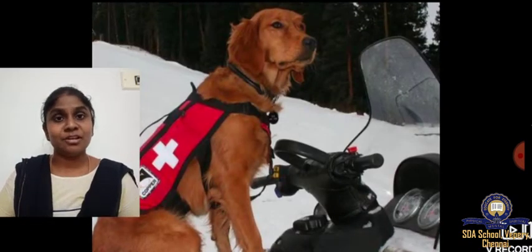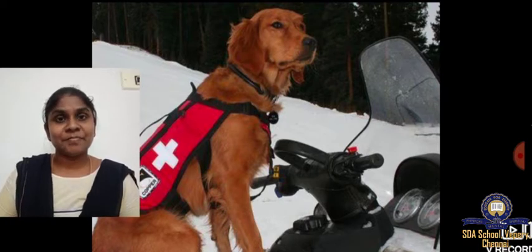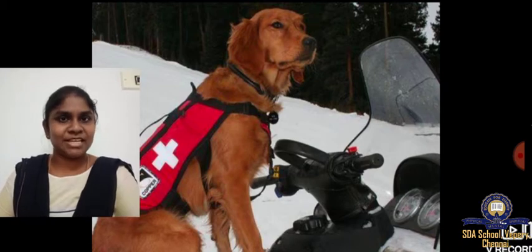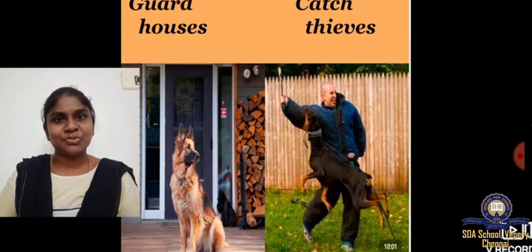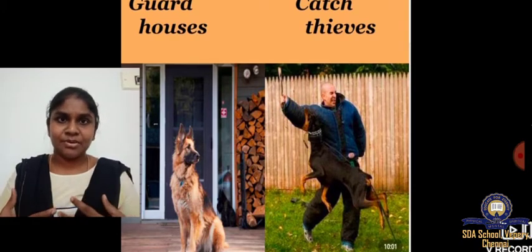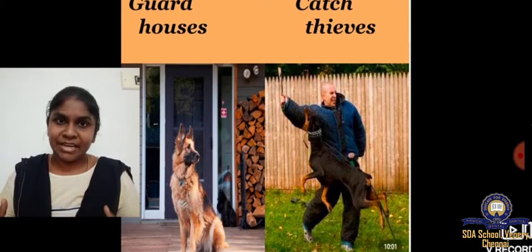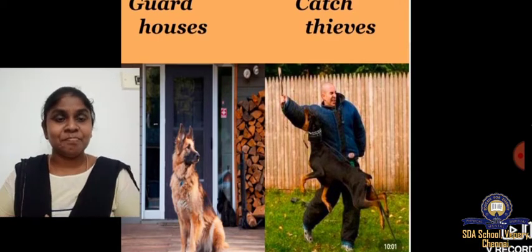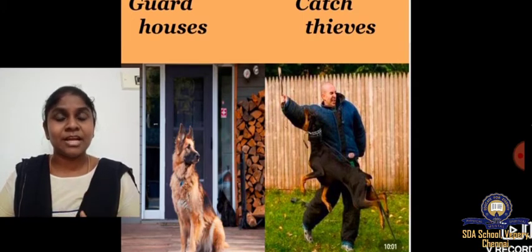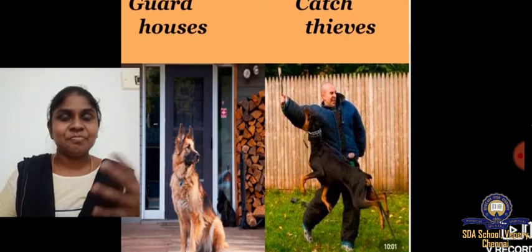Next, we are going to learn about the dog. Can you name some of the helpful things about dogs? Yes, you all know, because some of us are taking care of dogs at home, right? Look at this picture. It guards our houses, right? When we tie up the dogs in front of our house, they guard our houses. Police train the dogs in such a way to catch thieves. So by looking at this picture itself, you will know that dogs guard our houses and catch thieves.